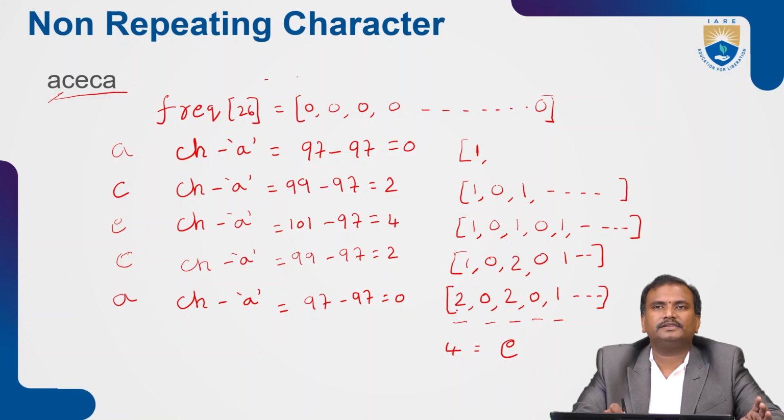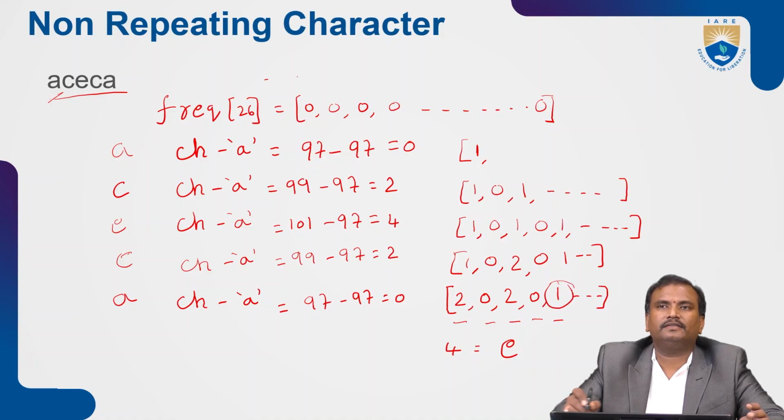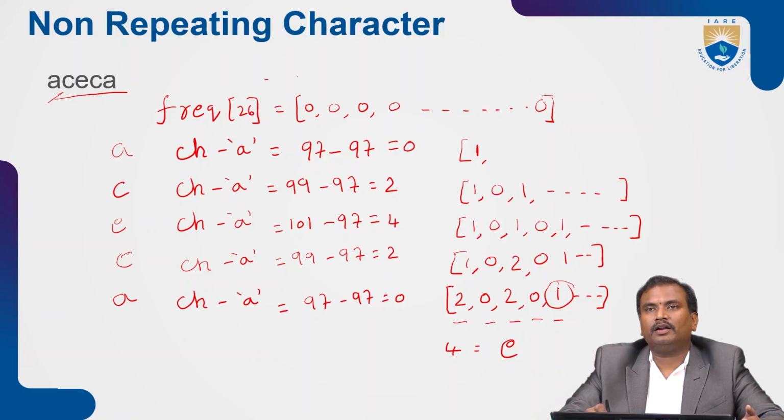Once all the characters are complete, we need to traverse the string again, and if we get a frequency counter of 1, we need to return that particular character in the string. If we don't have any ones in this array after completing all the elements in the string, then we need to return $.